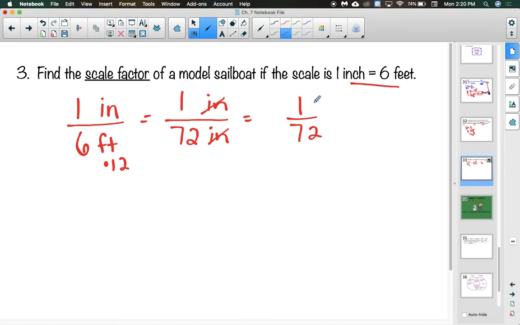It's pretty small, 1/72. So to find your scale factor, get both your units in the same measurement units, and then you can drop them, and you have a ratio. Okay, this is probably the trickiest part of this lesson, so we'll talk more about this in class tomorrow. Go ahead and do your practice problems and ask questions in class tomorrow.